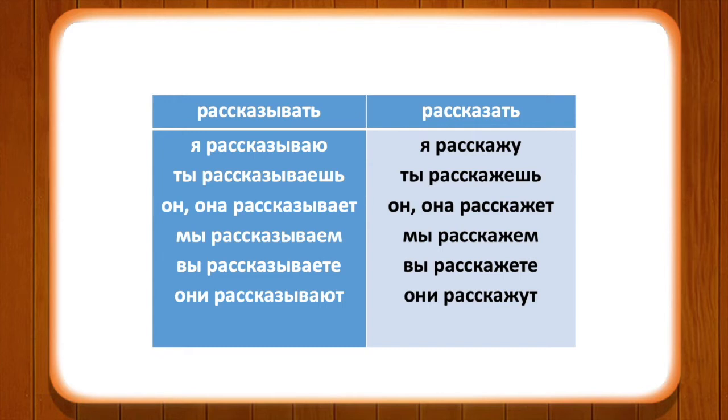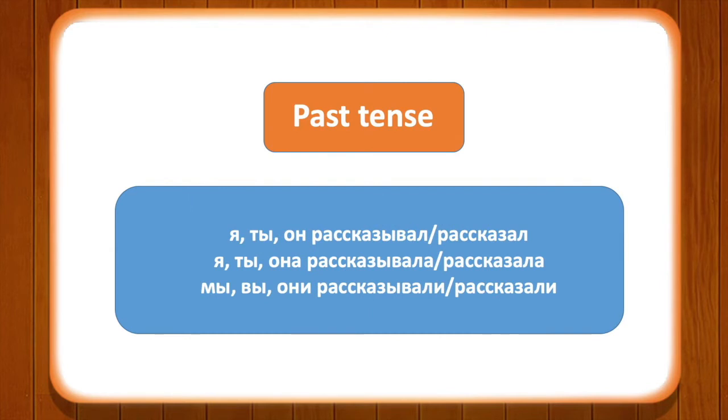So now let's pay attention to the past tense. Я ты он рассказывал, я ты он рассказал, я ты она рассказывала, я ты она рассказала, мы вы они рассказывали, мы вы они рассказали. So this is the way how we conjugate them in past form.